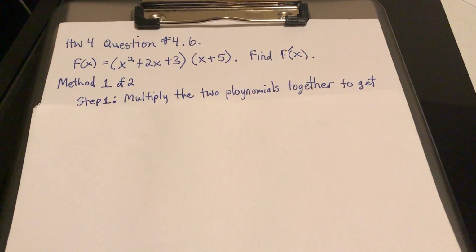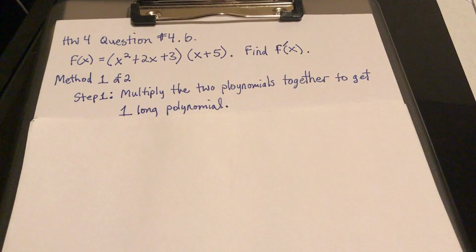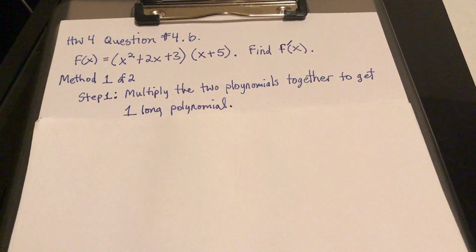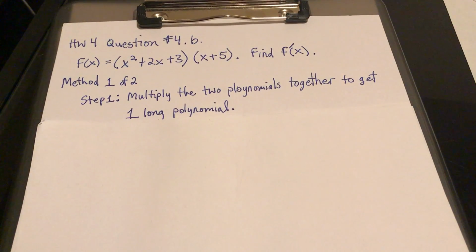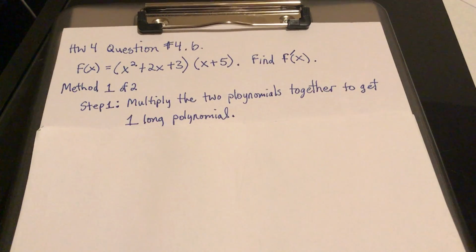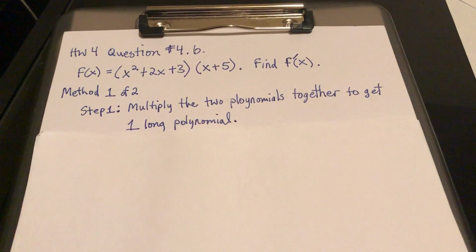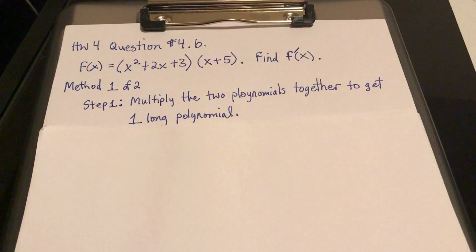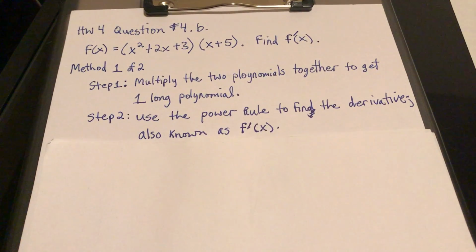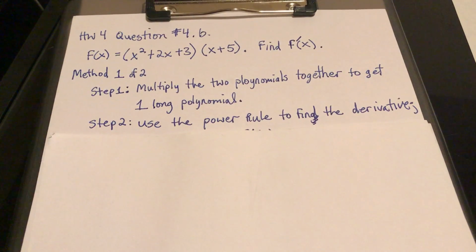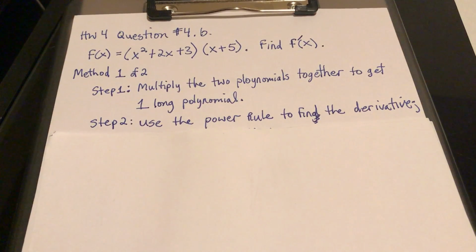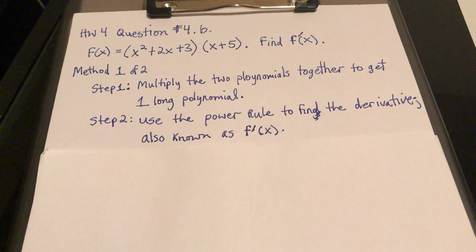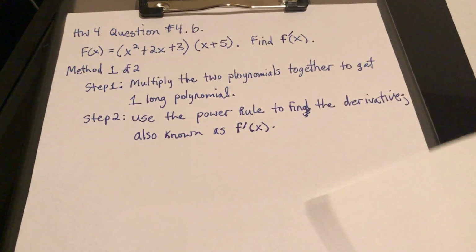Step 1 is multiply the two polynomials together to get one long polynomial. This step is something that was done in Algebra 2, so this shouldn't be new, and if it's challenging, it's okay. We're going to review it right now. Then once you have that one long polynomial, step 2 comes into play. Use the power rule on that one long polynomial to find the derivative, also known as f prime of x, and we're going to do that right now. Okay.